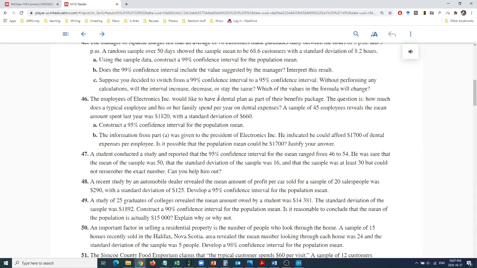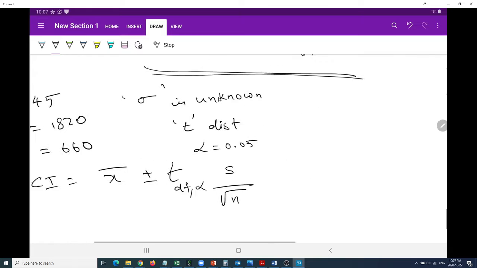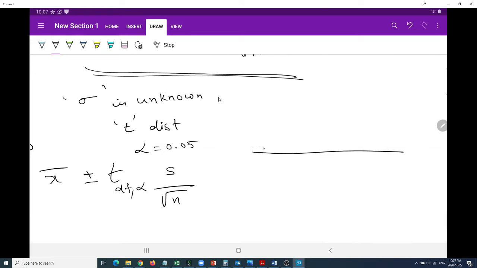For us, we are asked to find the 95% confidence interval. That means alpha is 0.05. This is a two-tailed distribution, so this 0.05 would mean 5% of the values: 2.5% on this side and 2.5% on the other side. So this is going to be 0.025 on each side.